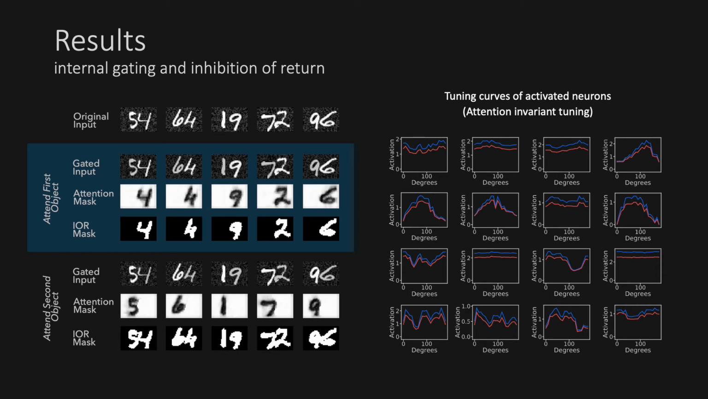One thing that we could see is the attention invariant tuning. If we look at the neurons, especially in the first layer of our model, we see that although the activity of neurons that are involved in the attention is improved, their shape is not changed that much, which is something we previously called attention invariant tuning.